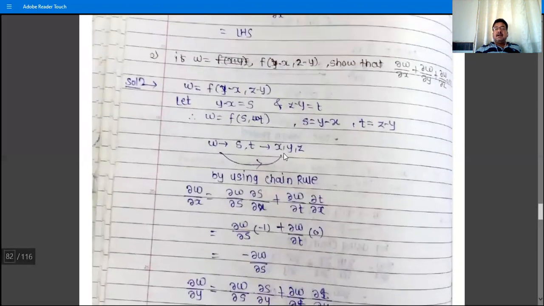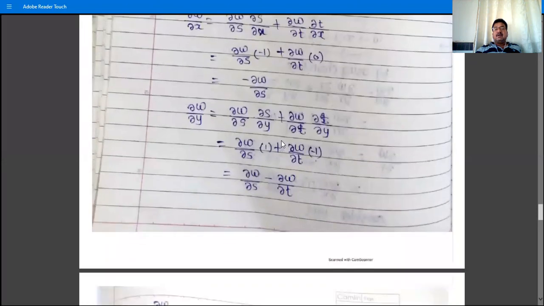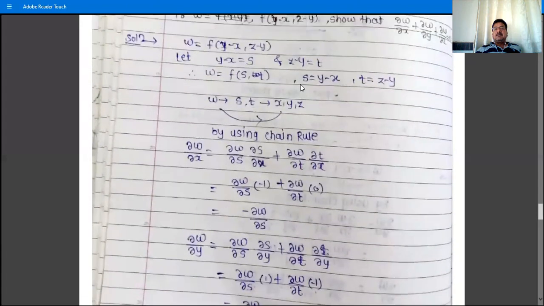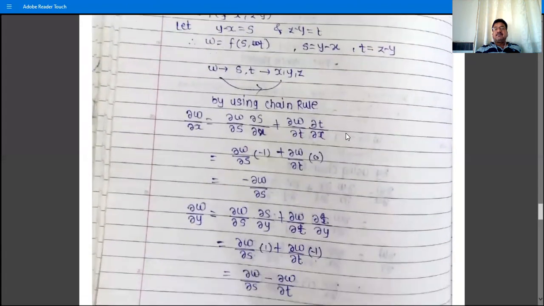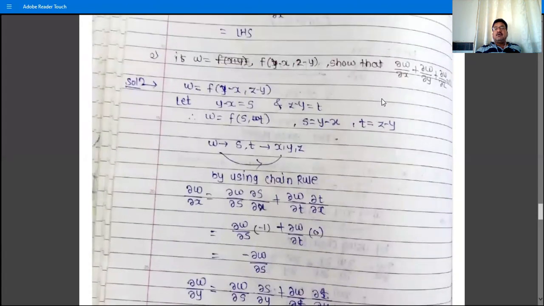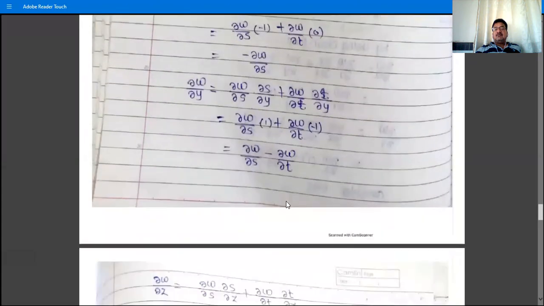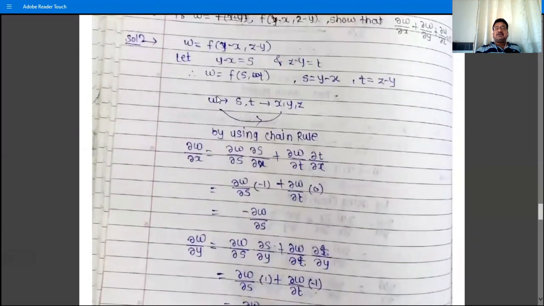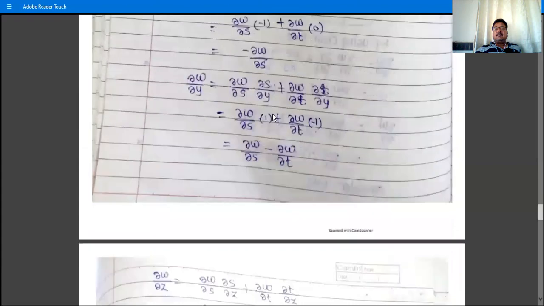Similarly, ∂w/∂y is ∂w/∂s times ∂s/∂y plus ∂w/∂t times ∂t/∂y. Then substitute: the derivative of s with respect to y is 1, the derivative of t with respect to y is minus 1, and we have this answer. Then ∂w/∂z lastly. ∂w/∂z is ∂w/∂s times ∂s/∂z plus ∂w/∂t times ∂t/∂z.